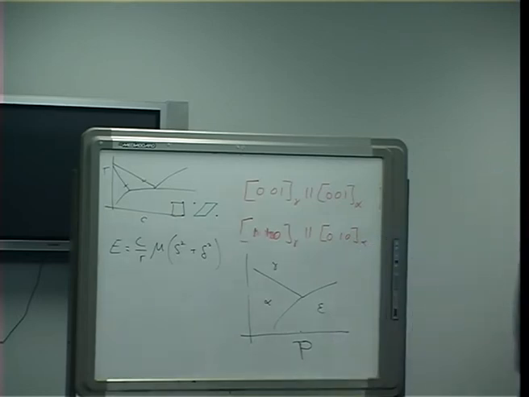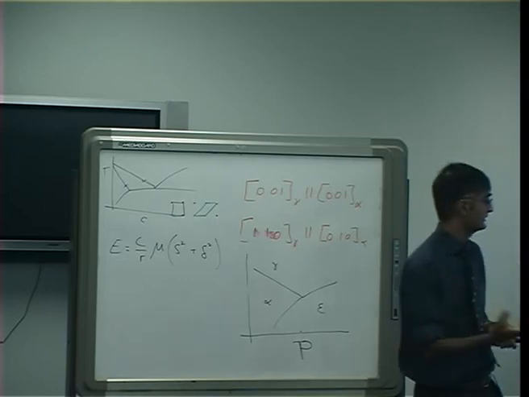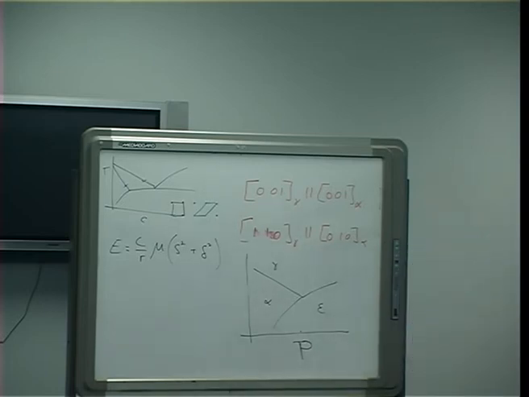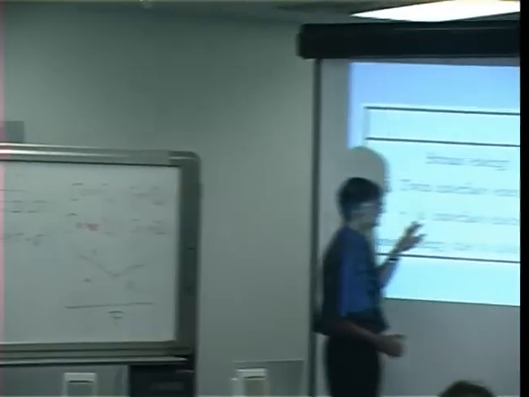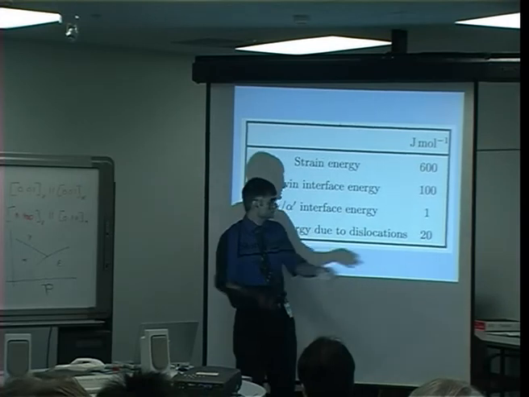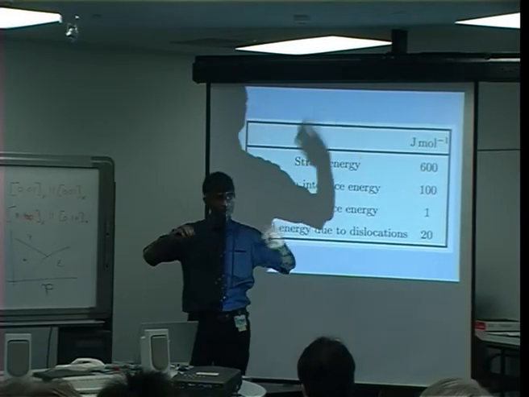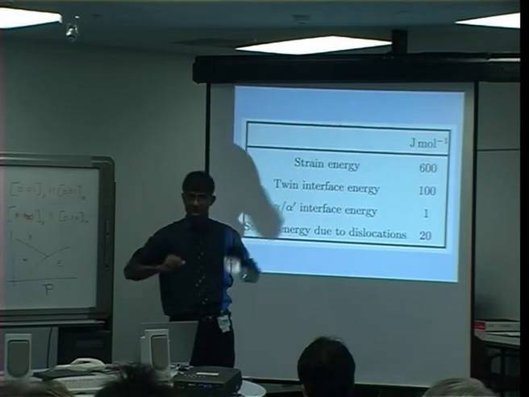So the strain energy is about 600 joules per mole. We have created twin interfaces inside the plate, because of that lattice invariant deformation that I talked about. And there is a cost to those interfaces, and that comes to about 100 joules per mole. And then we have the overall interface energy with the austenite, which is quite a small number because the plate is large, so the surface to volume ratio is small.